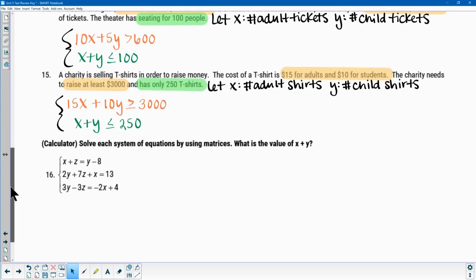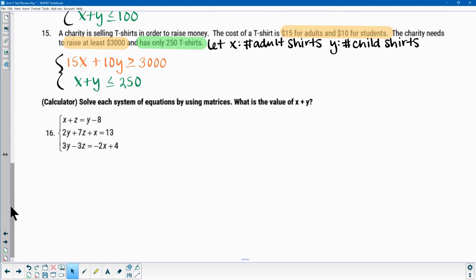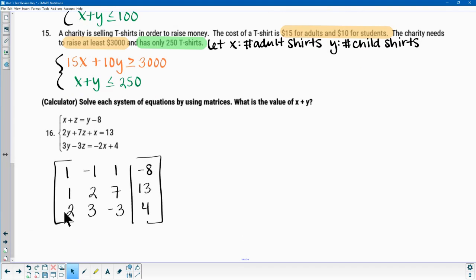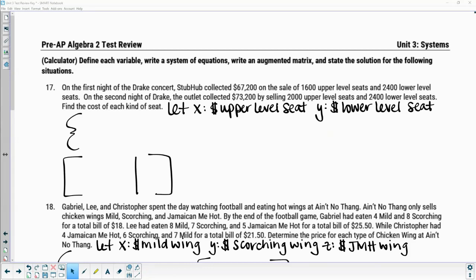For number 16, make sure you're careful that you organize your equations so that they are in the form x, y, z, answer. So when I write my augmented matrix, it should look like this. This is a problem you will be putting into your calculator, doing reduced row echelon form on, and you should get x is equal to -4, y is equal to 5, z is equal to 1, and the question asks what's the value of x plus y, so it should be 1. Now for 17 through 20, you're going to want to include your system of equations and your matrix along with your answer to get full credit.